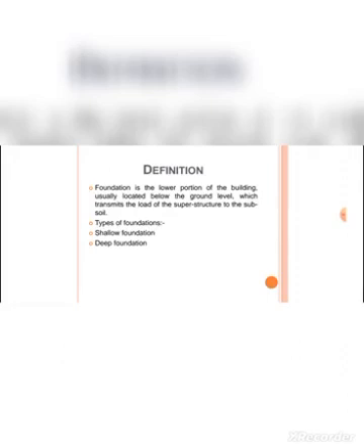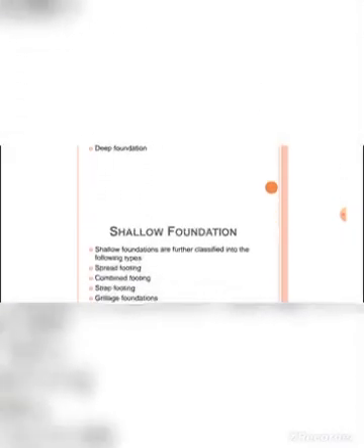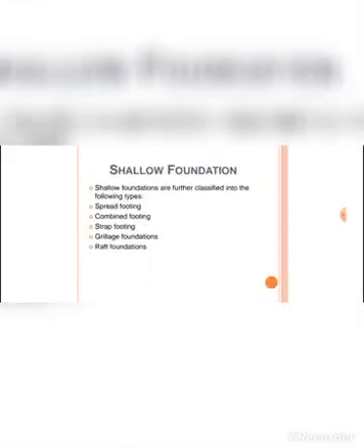Basically, the foundation can be classified into two types: shallow foundation and deep foundation. It is based on the depth of the foundation provided. If the depth is less than the breadth, then it is called shallow foundation. If the depth is more than the breadth, that is called deep foundation. Shallow foundation can be classified into many more types: spread footing, combined footing, strap footing, grillage foundation and raft foundation.